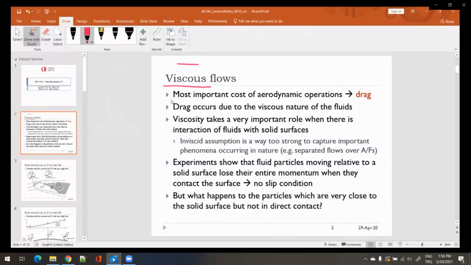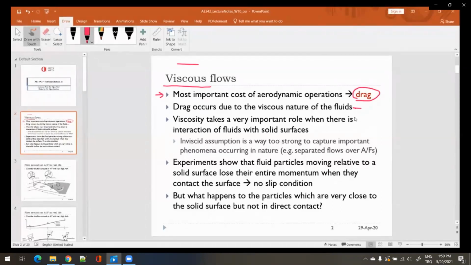So that's what's written here. The first item, the most important cost of aerodynamic operations, is drag. Correct estimation of the drag matters. We can calculate some of it to a certain degree using whatever we learned so far, but the most important drag contribution comes from different flow physics, many different aspects of flow due to the effects of viscosity. So this drag force, as written here, occurs due to the viscous nature of the fluid.